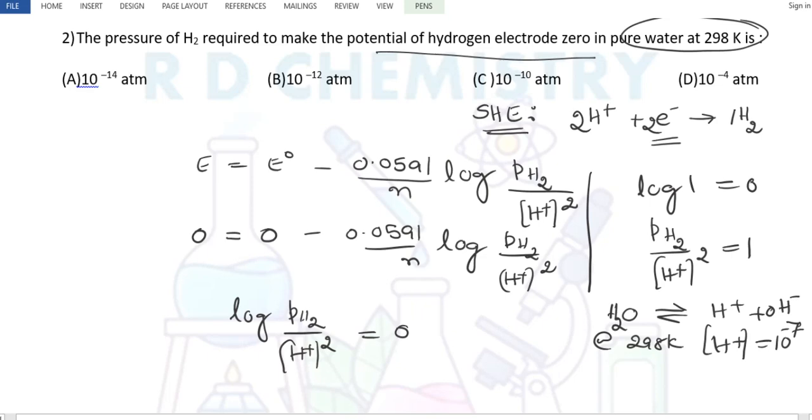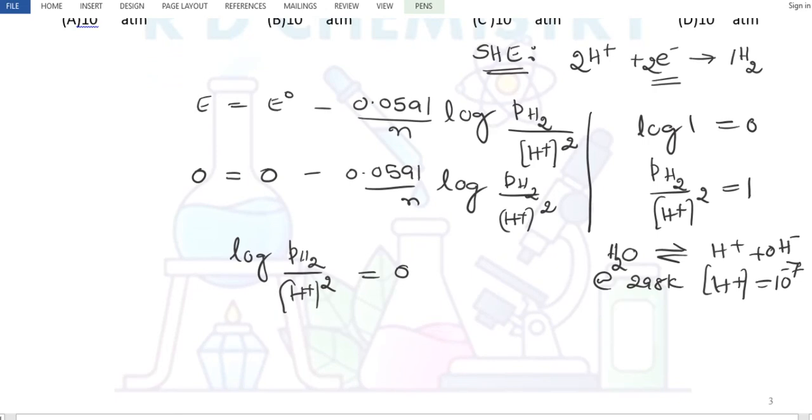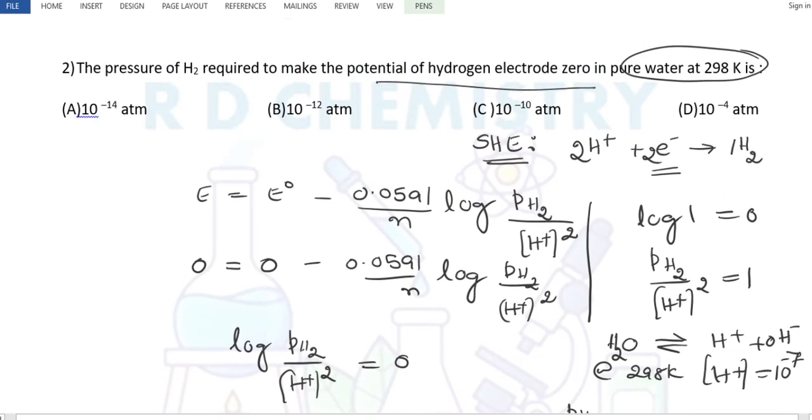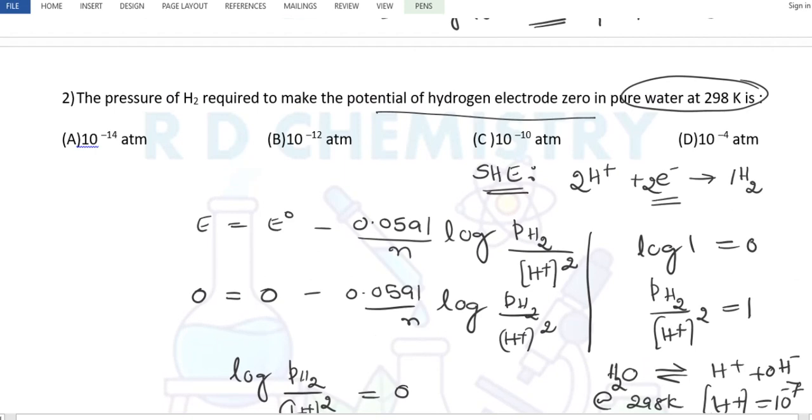So we'll bring that into the substitution. We have pressure of the H2 divided by 10 to the power minus 7, squared, equal to 1. Therefore, the pressure of the H2 is equal to 10 to the power minus 14 atmosphere. So what is the option number? Option number 1, correct? A is the answer. Clear?